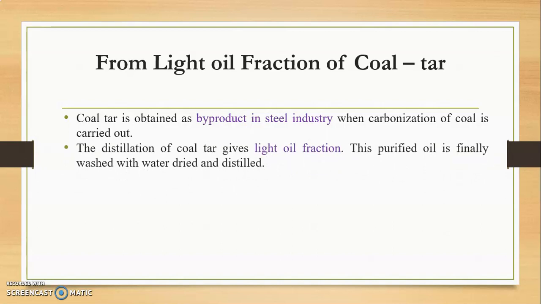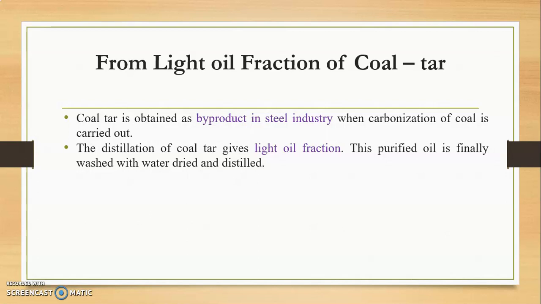Now when the distillation of coal tar is carried out, it gives us a light oil fraction. That's why the name is given, light oil fraction of coal tar, because when distillation of coal tar is carried out, we will get different oil fractions like heavy oil fraction, middle oil fraction and light oil fraction. So this light oil fraction is mainly consisting of hydrocarbons like benzene.